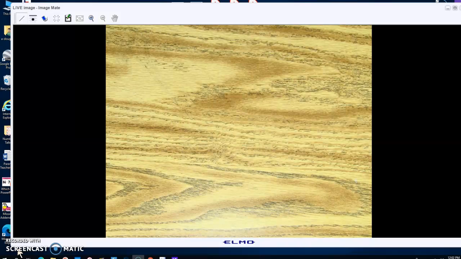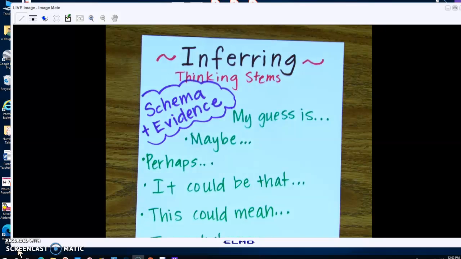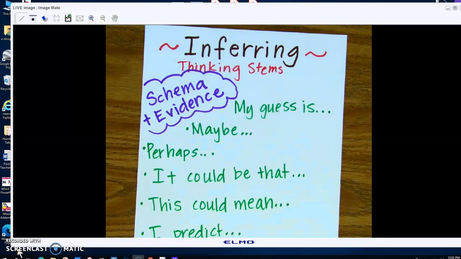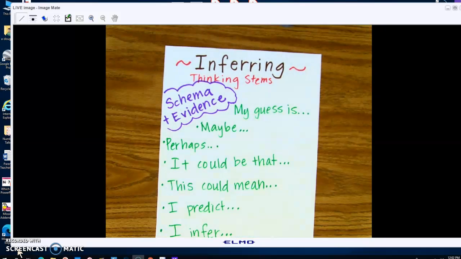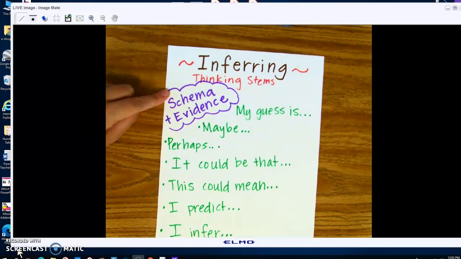Okay, so yesterday we talked about inferring. Remember, inferring means when you put two things together to make a guess. Our schema, point to your brain. Schema is what's in our brain. We already know about it. When you look at a picture, what does it make you think of? That's your schema. Plus evidence.